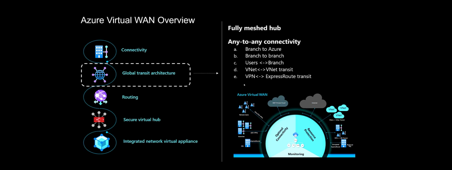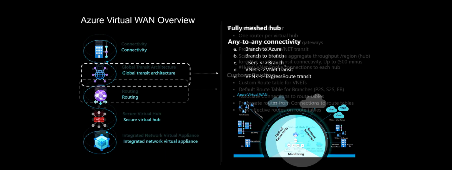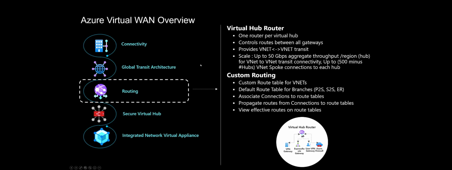So whether it's a branch to Azure connection, branch to branch, site end users to branch, vNet to vNet, or even between your vNet, VPN, and ExpressRoute, has that transitive capability. And so this truly makes Azure Virtual WAN a network solution for any situation, for any customer. Now, what helps facilitate this capability is the virtual hub router.